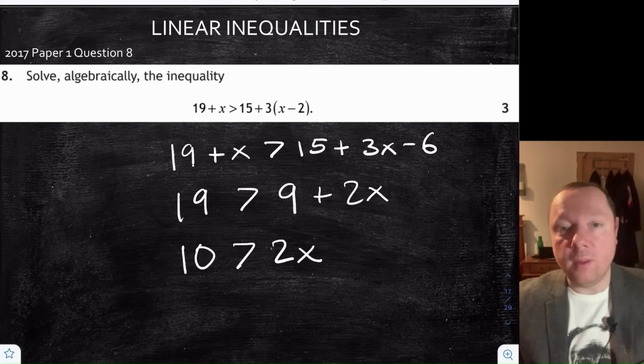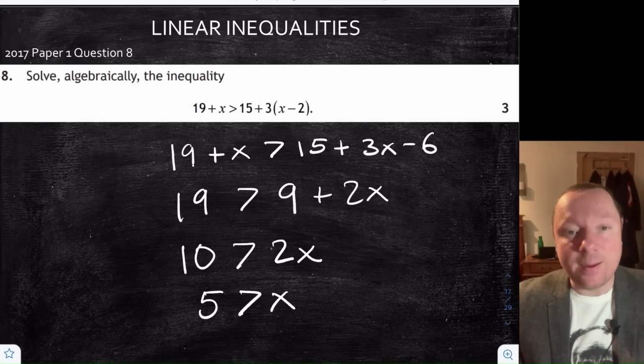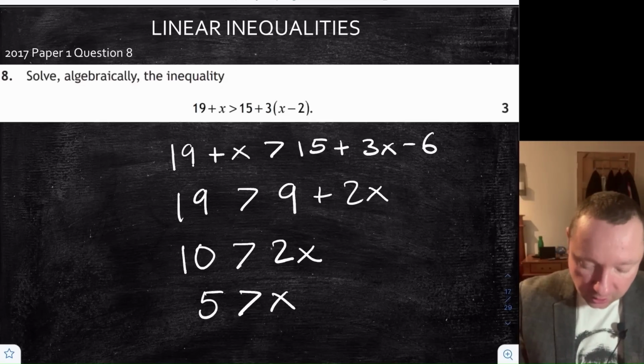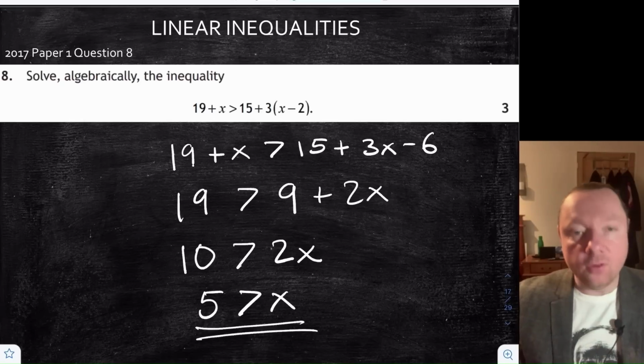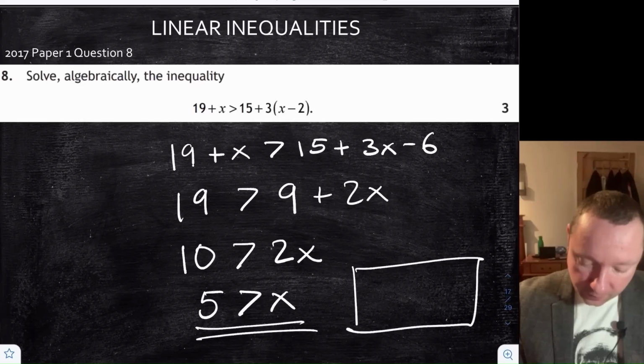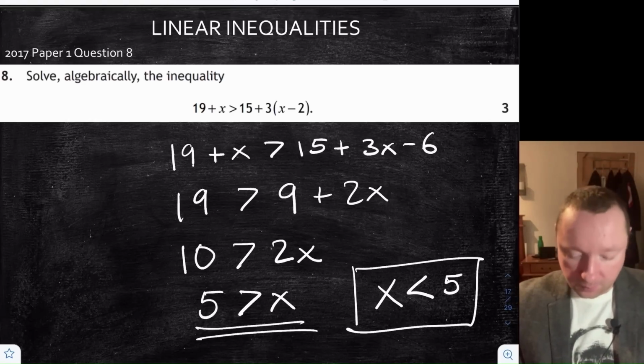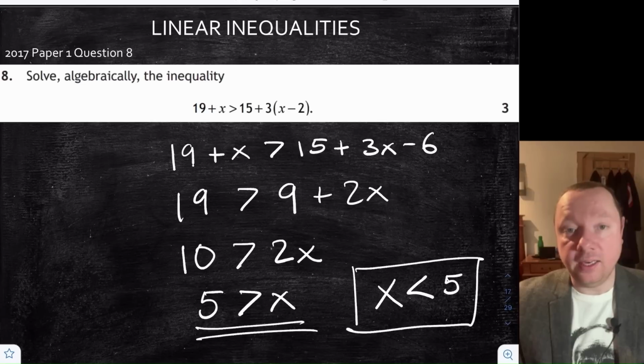So dividing through by 2, we get 5 is greater than x. And that is an acceptable answer. But a lot of times your teachers may tell you to change that so that the x is always on the left. If you wanted to do that, then you would just read it backwards. x is less than 5, so the sign changes to less than instead of greater than. But the first answer I gave you is fine as well.